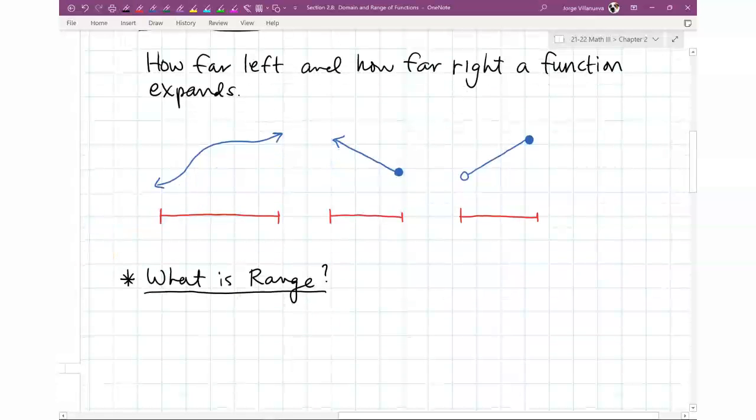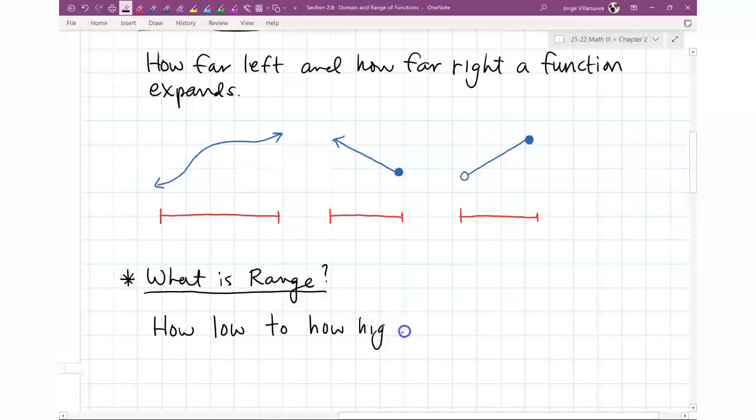So how low to how high a function expands. Okay, so how low to how high a function expands.